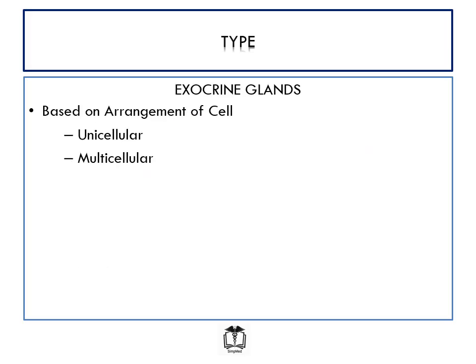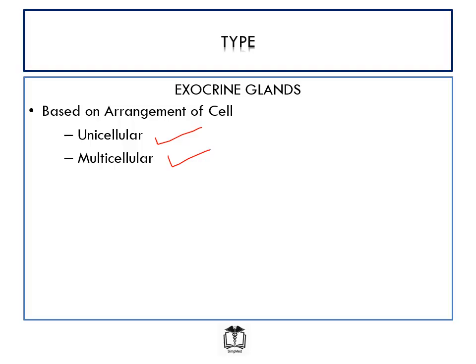Based on the arrangement of cells, we have glands being unicellular or multicellular in nature. Examples of glands that are unicellular could be goblet cells. Goblet cells are found within the small intestine. They are examples of glandular epithelium, but are just a single cell. So they are single cell glands that help in the production of mucous secretions.